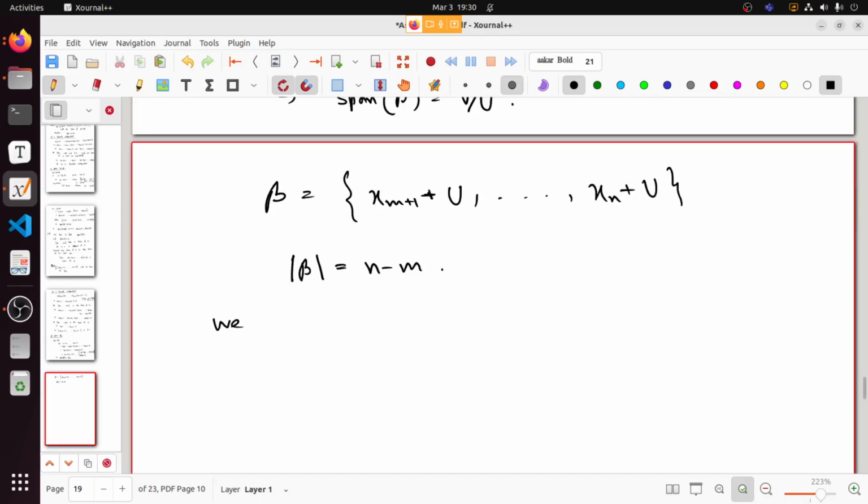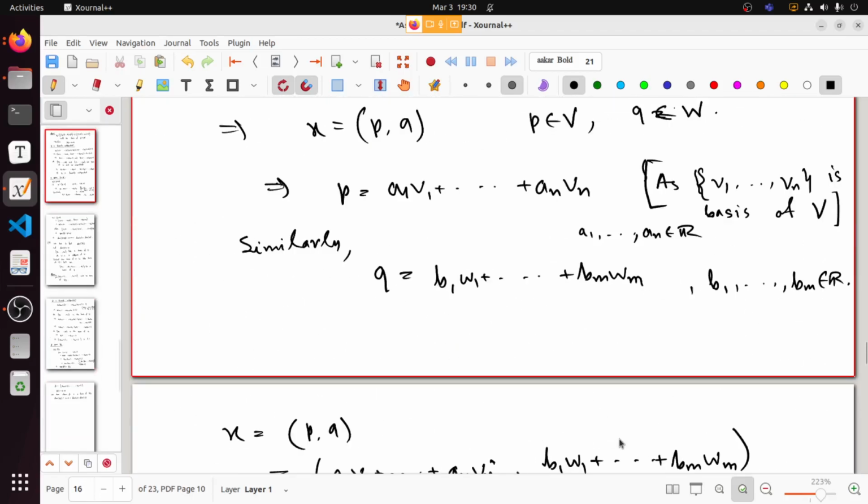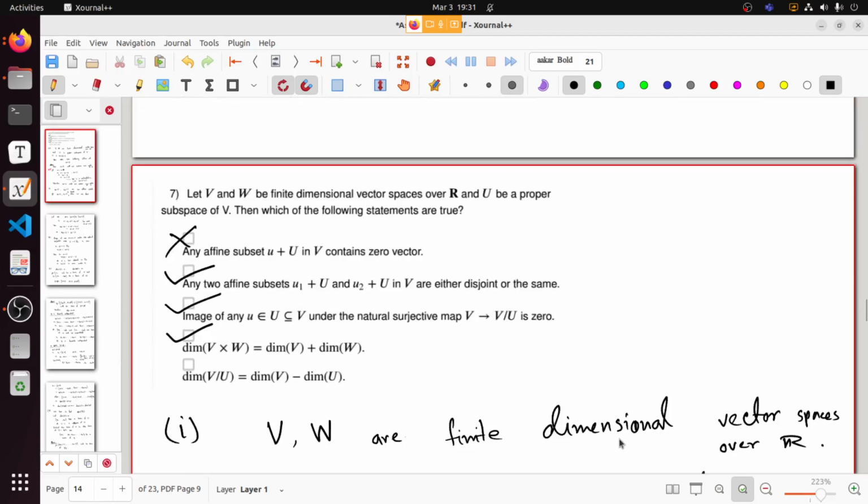And we have shown beta is a basis of V mod U. So the dimension of V mod U will be n minus m, where n is the dimension of V and m is the dimension of U. So you have got the dimension of V mod U is the dimension of V minus the dimension of U. So what is option number 4? Dimension of V mod W is dimension of V minus dimension of W. So this is correct. Okay, so question number 7 is done.